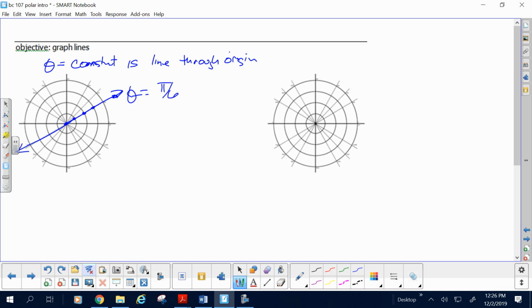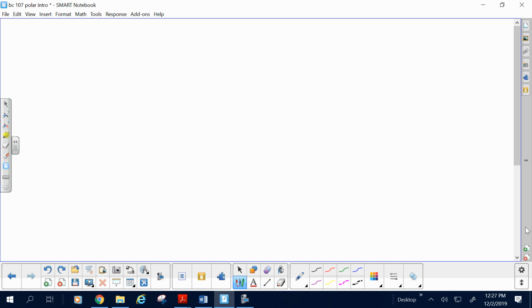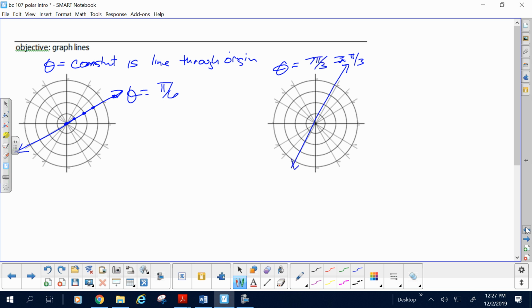All right, so what if I said graph theta equal 7 pi over 3. That's so gross. Why did I do that? Oh well. 7 pi over 3 is the same as pi over 3. So isn't that just like that? Okay, cool. Is that all? That is all.